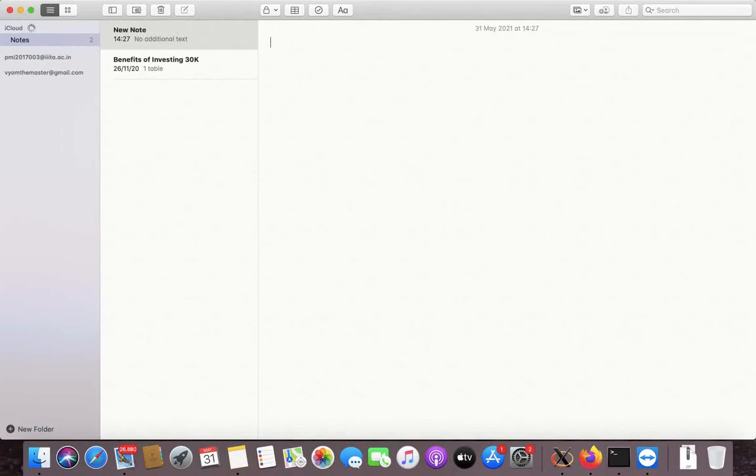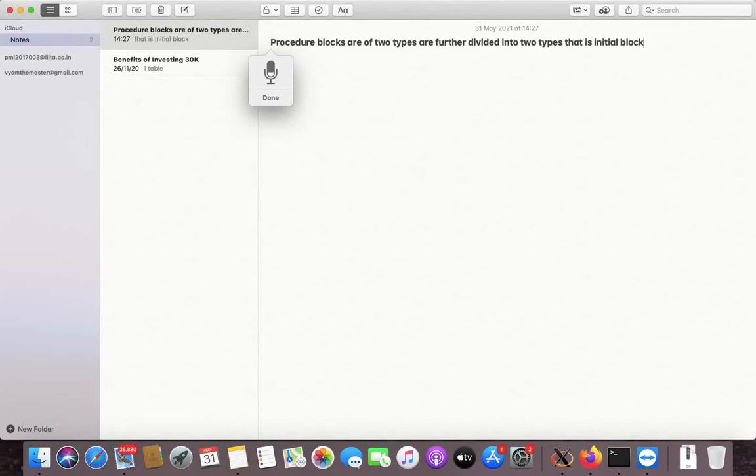Now the concurrent block is an advanced Verilog topic. We will not discuss it here. The thing we are going to discuss is the procedural block. Okay. So procedural blocks are further divided into two types, that is initial block and always block.